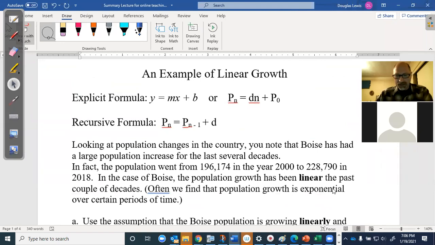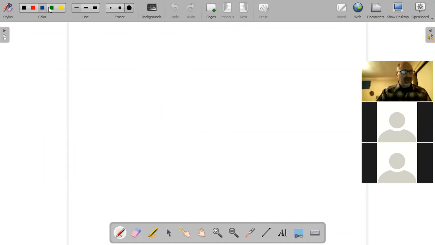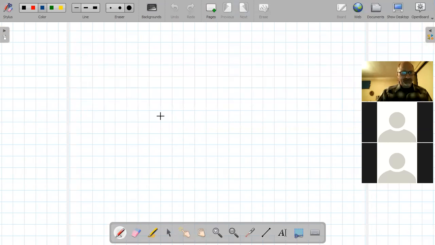So I'm going to take a look at this linear, exponential, and logistic growth. Now, can everybody see a blank screen up there? Yeah. Okay, good. And I'll give a background with a grid. Now it's got a grid on it.